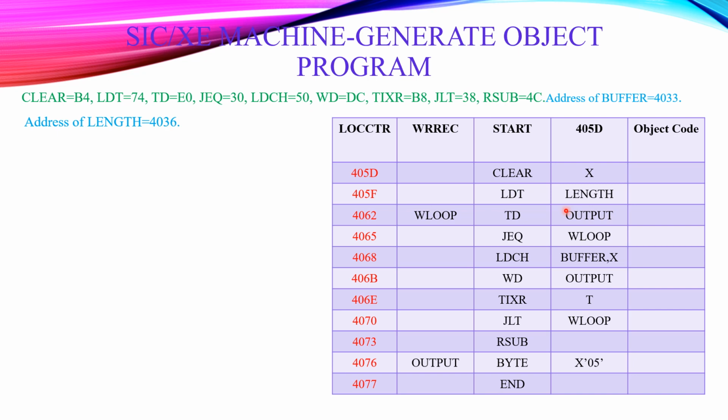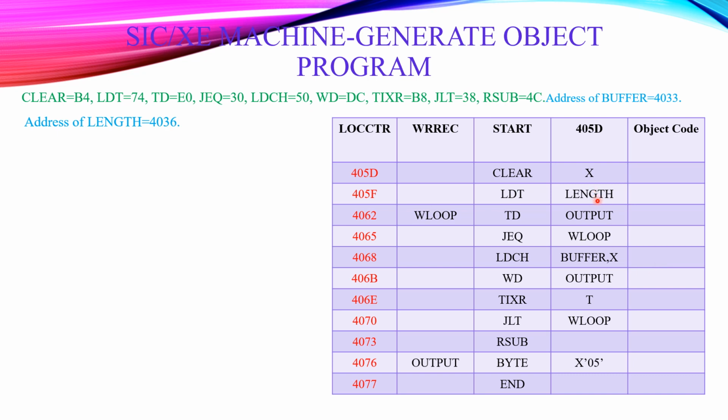Next, LENGTH. The format: if a plus symbol is involved before the opcode of the instruction, then it will be type 4. If registers are involved, then it will be type 2. Other than registers and the plus symbol, it will be type 3. If it has only a single byte, then it will be format 1.